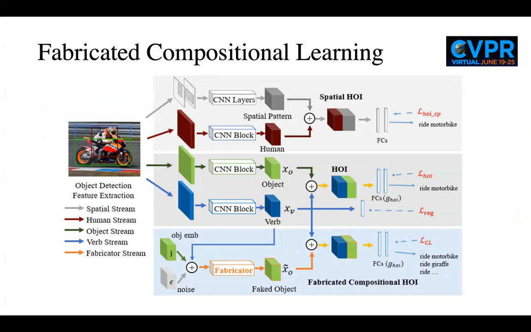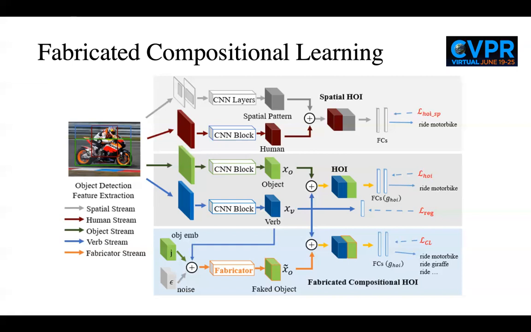Here is the structure of fabricated compositional learning. Different from previous work, the fabricated compositional HOI branch is our contribution. The other two branches are similar to previous work, for example, the VCL. For each verb, we can generate a balanced object from noise objects and verb representation.